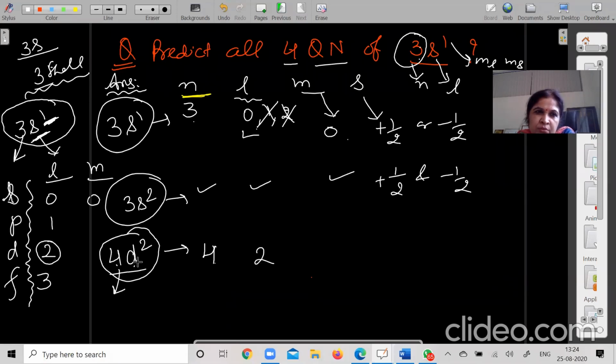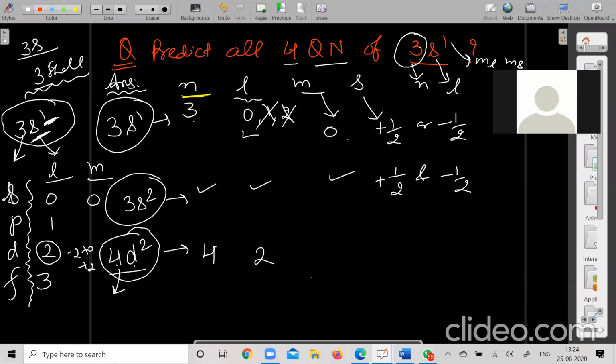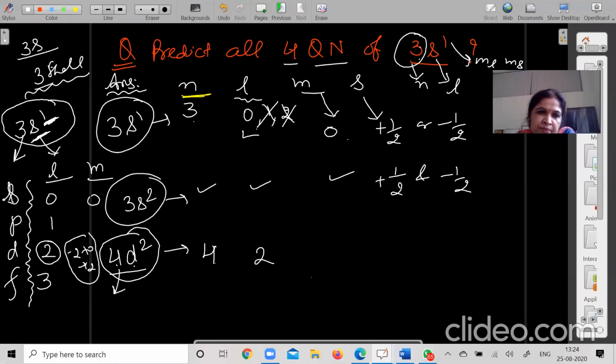What is the M value? If L is 2, M goes from -2 to +2. So what will I write? -2, -1, 0, +1, +2. Is it correct? You will write all these 5 values if I had given only 4d and no number of electrons mentioned. But here 2 electrons are mentioned, which means we are using only 2 d orbitals.